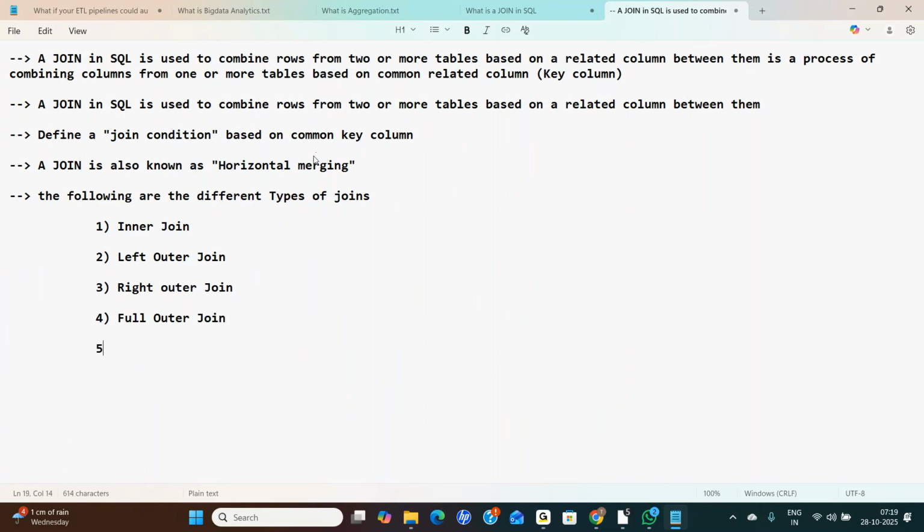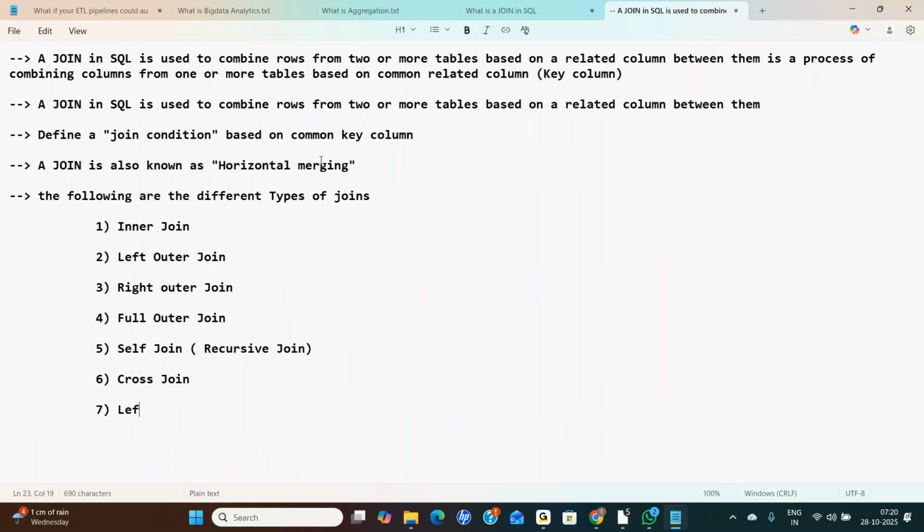The fifth one is self join, which is also called a recursive join. There's another terminology, recursive join. People don't know much about these, but commonly these are the types of joins. Another one is cross join.